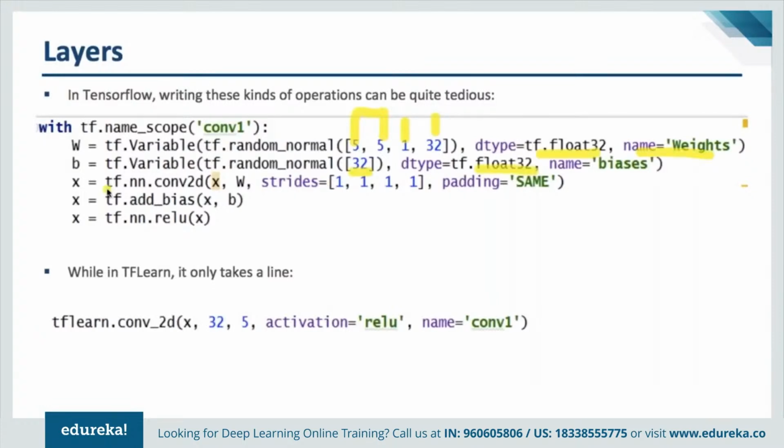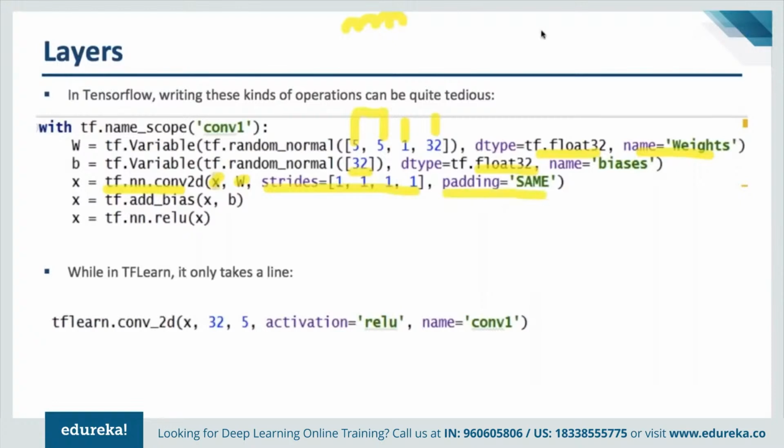Then we are creating a convolution 2D. You are specifying the input, you are specifying the weight, then you are specifying the stride. In stride, if you recall, what was the stride? The number of pixels your filter is skipping the next time.